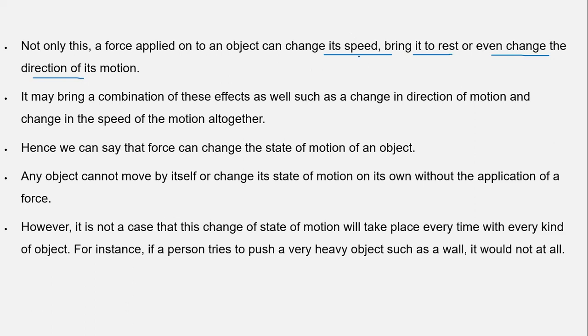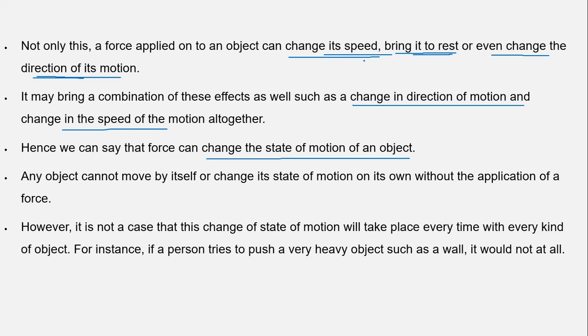When a ball is moving with a certain speed and the player kicks the ball, the speed changes. In the example, when the goalkeeper catches the ball, the object comes to rest. When the cricket player hits the ball, the direction of motion of the cricket ball changes. And force can bring a combination of these effects, like change of direction of motion and change of speed. Hence we can say that force can change the state of motion of the object.